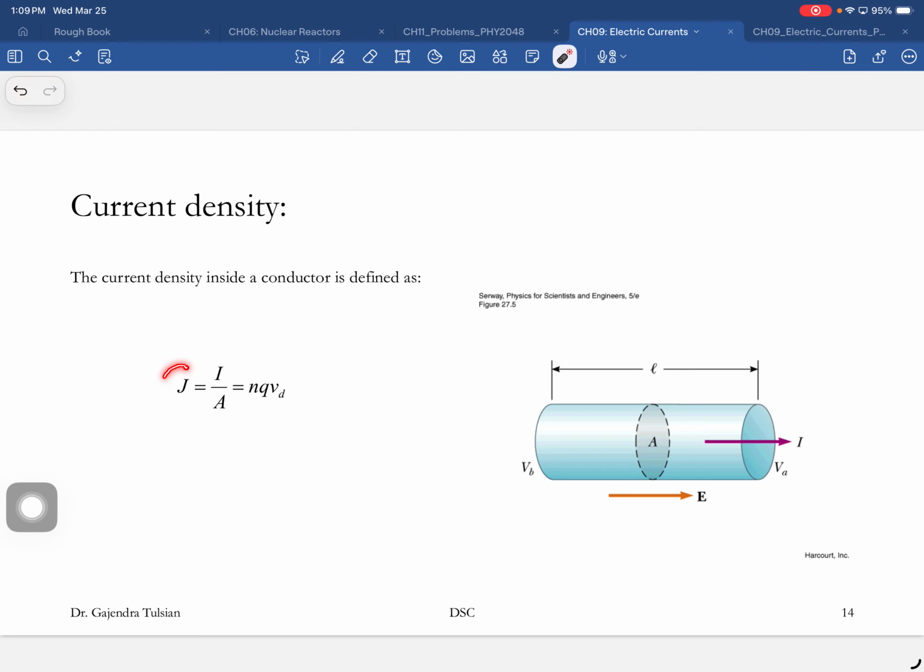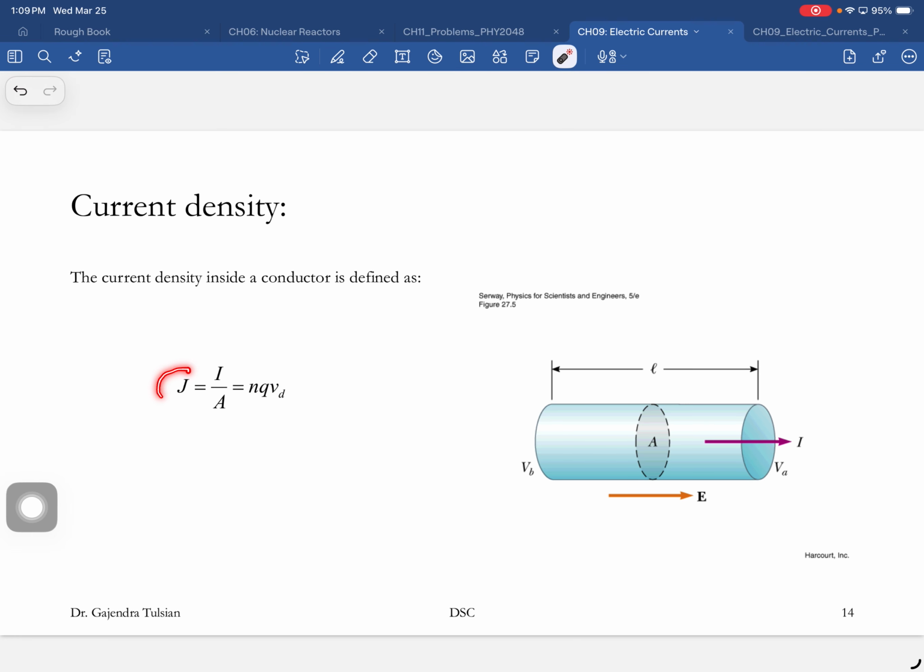So we'll define something called current density. Current is the current flowing through this wire. Current density we define as the current flowing through unit area of the wire. Current density is the current flowing per unit area. And again, that's also the charge density times the drift velocity.